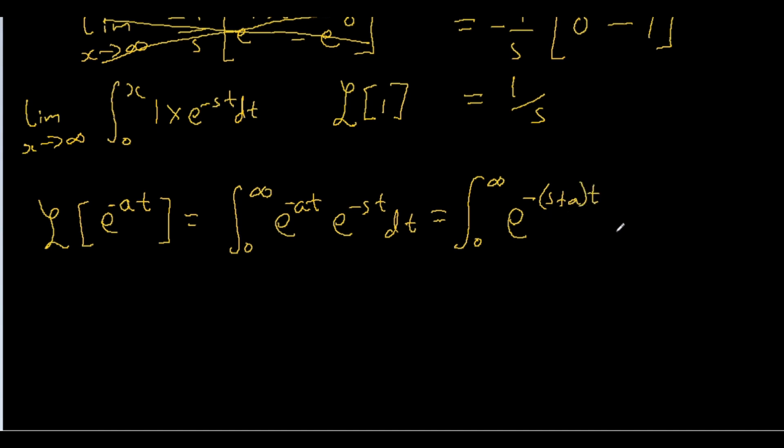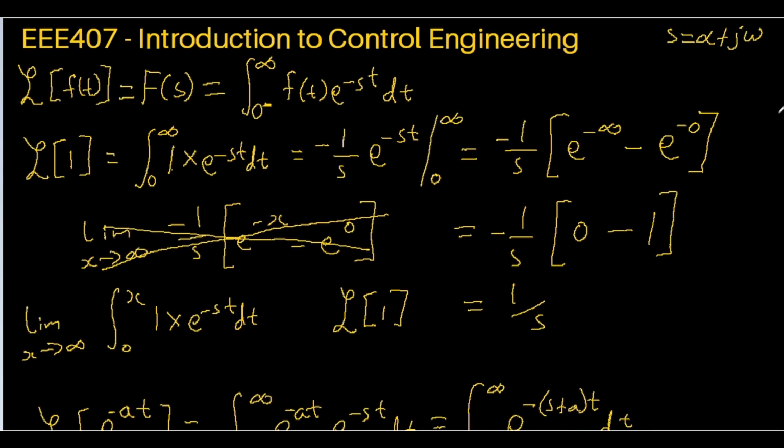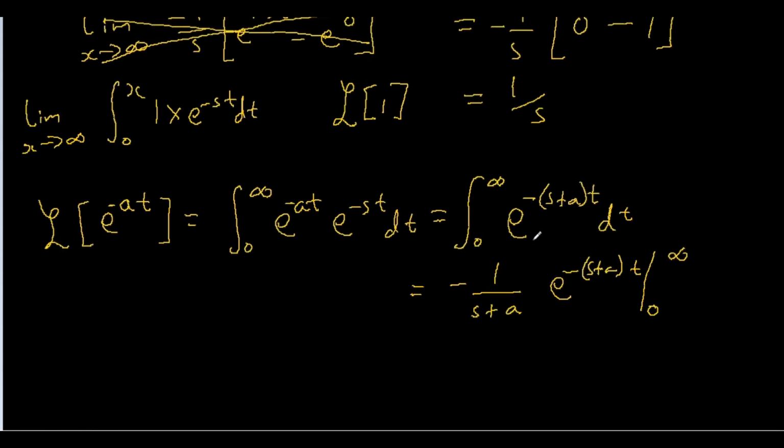Neither a nor s is a function of t, so this comes out beautifully as minus 1 over s plus a, multiplied by e to the power of minus s plus a multiplied by t, with the limit of the integral from 0 to infinity. If we scroll up a little bit, we see that when we had a very similar expression, it simply turned out being 1 over the coefficient. So I could save us some time and say this is equal to 1 over s plus a.